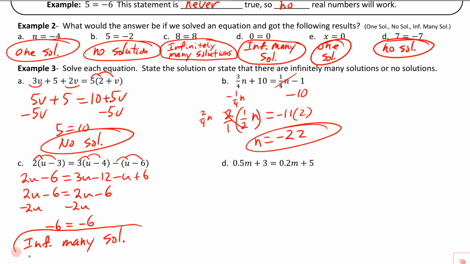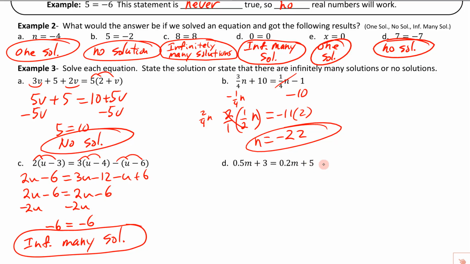Now, I don't mind if you abbreviate it again, but I do want you to say this with the full words. So if we write, don't say inf many sol, it's infinitely many solutions. There are infinitely many solutions. That means any number you pick and plug it into the original equation will make it true. Okay, so here's the last one. Let's take a look at this right here.